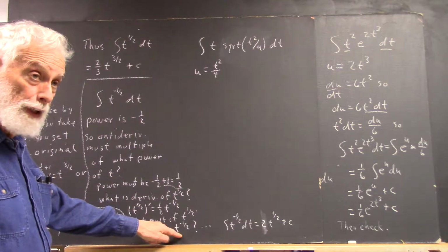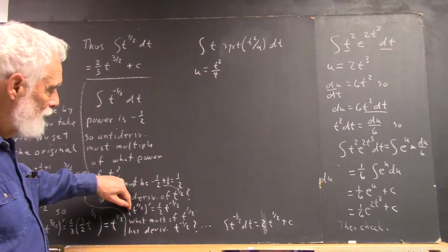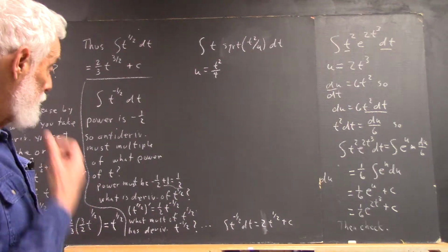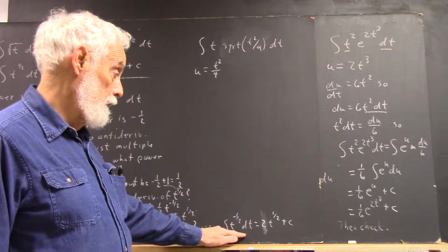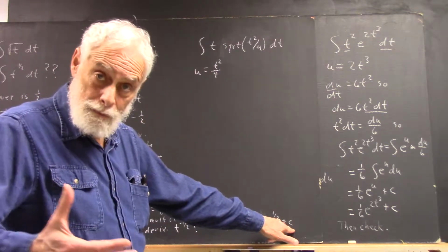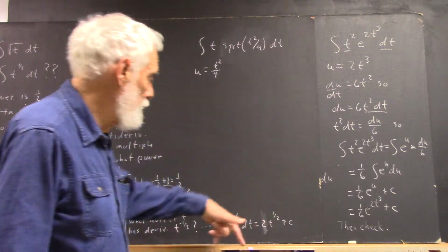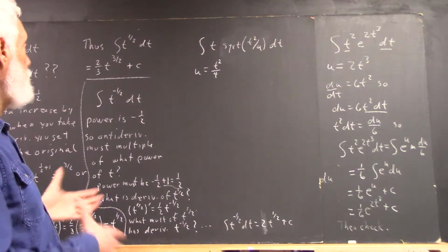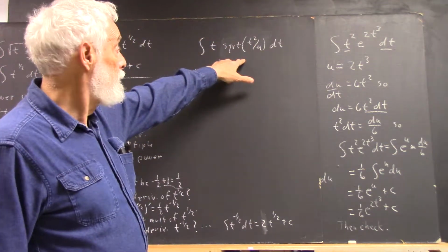If we want to get t to the negative 1/2, then we'd better take the derivative of twice this, which will give us twice this, which is t to the negative 1/2. Okay, so we find that the antiderivative of t to the negative 1/2 with respect to t is 2 times t to the 1/2, and in general, plus a constant. And if you take the derivative of this, it's very easy to see that you do get t to the negative 1/2.